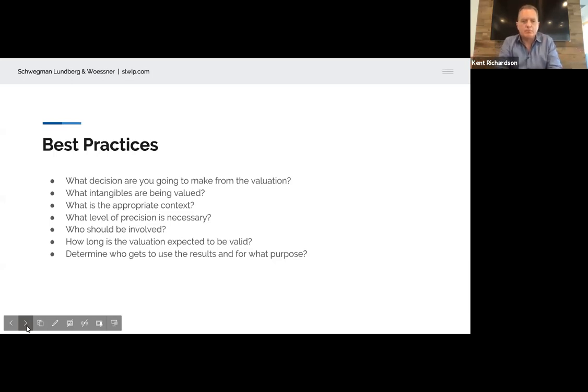And then who should be involved? Are you doing it with different functional groups in the company? Are you looking for an independent valuation expert to do it? Who are all the people that need to be involved in this decision?